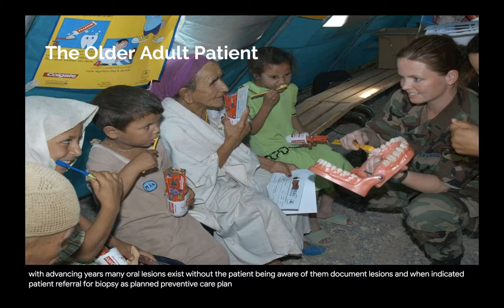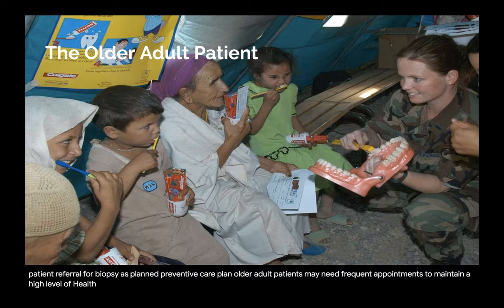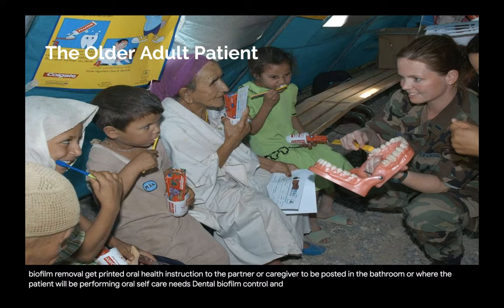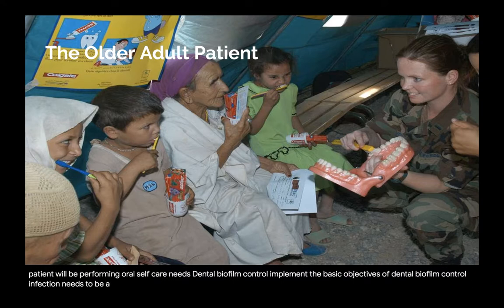Preventive care plan. Older adult patients may need frequent appointments to maintain a high level of health. The content of care plan will address the control of dental biofilm and recommend fluoride use. Follow up to assess healing of gingival tissues and daily biofilm removal. Give printed oral health instructions to the partner or caregiver to be posted in the bathroom or where the patient will be performing oral self-care needs. Dental biofilm control. Implement the basic objectives of dental biofilm control. Infection needs to be eliminated and controlled.